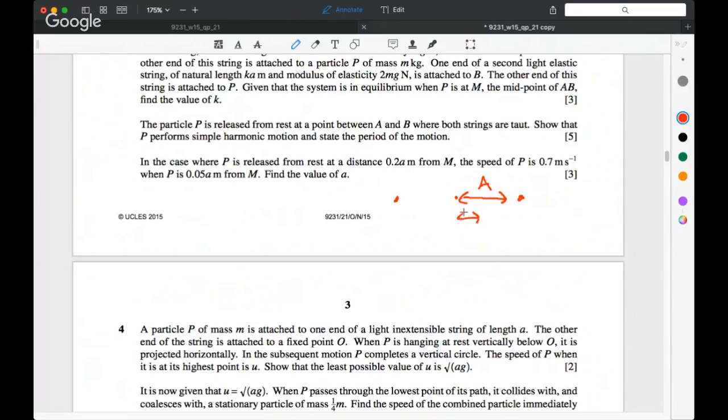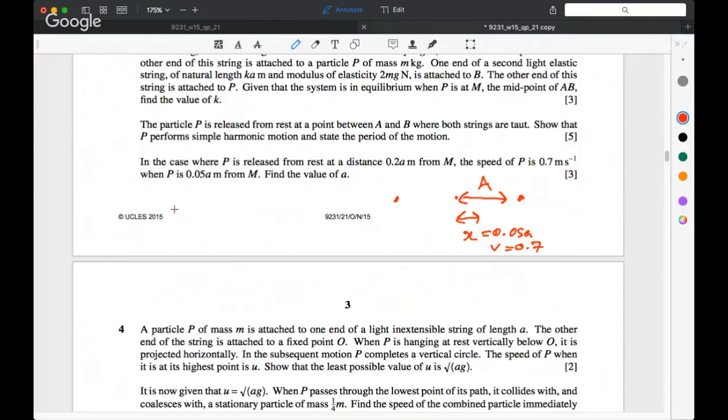We'll call that closer position x, 0.05a, and its speed we'll call v. Its speed is 0.7, and it wants a. Okay, so here's a little formula.